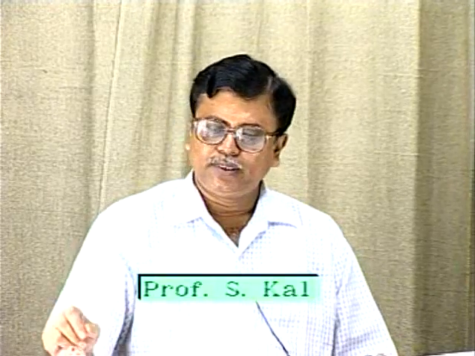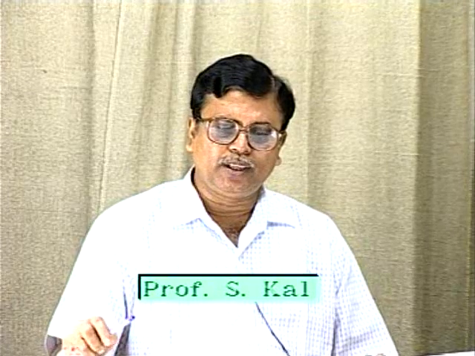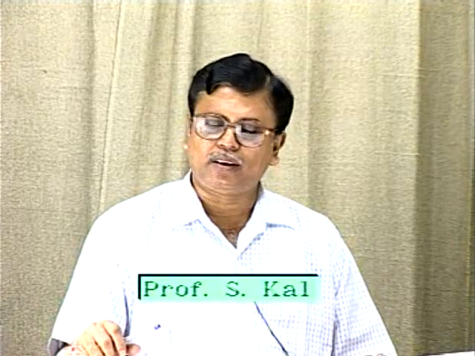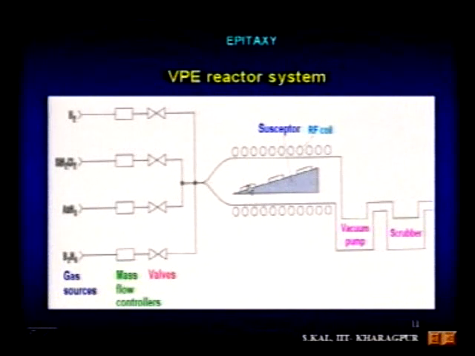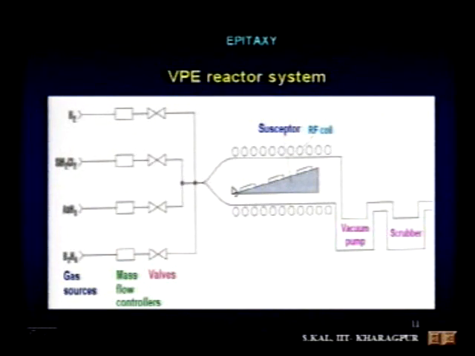Let us start our discussion from where we left in the last class. So we are discussing reactor configuration. Now in the reactor configuration, vapor phase reactor, you have seen the susceptor is kept like that. Why is the susceptor kept in a slant position, slant direction, and not just kept horizontal? That I will explain first.